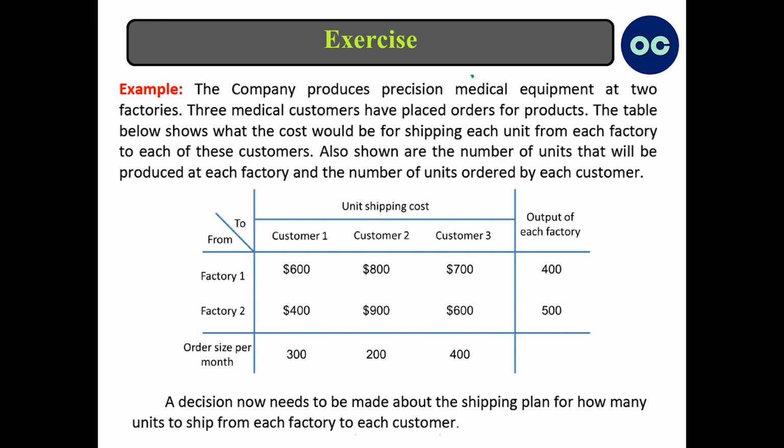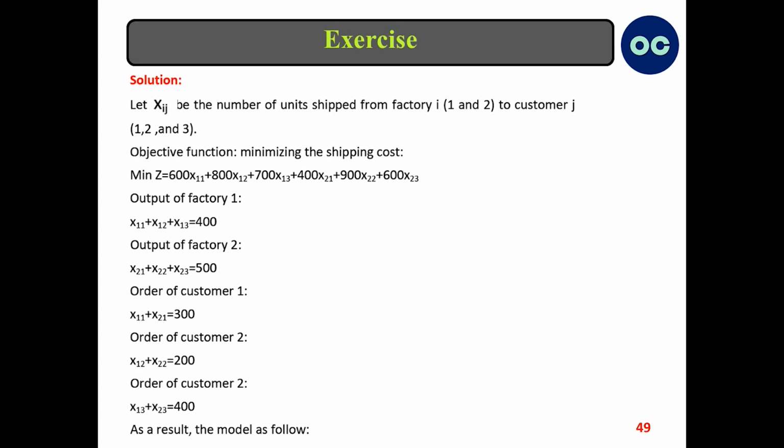A decision needs to be made regarding the shipping plan, or how many units should be shipped from each factory to each customer. It is called the transportation problem. How can we model this problem?